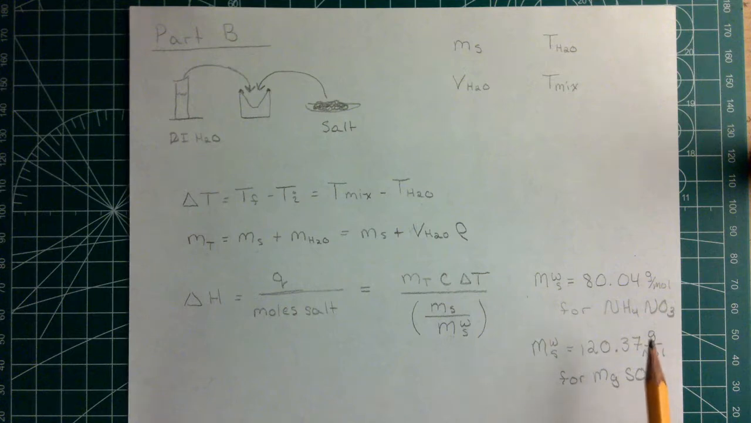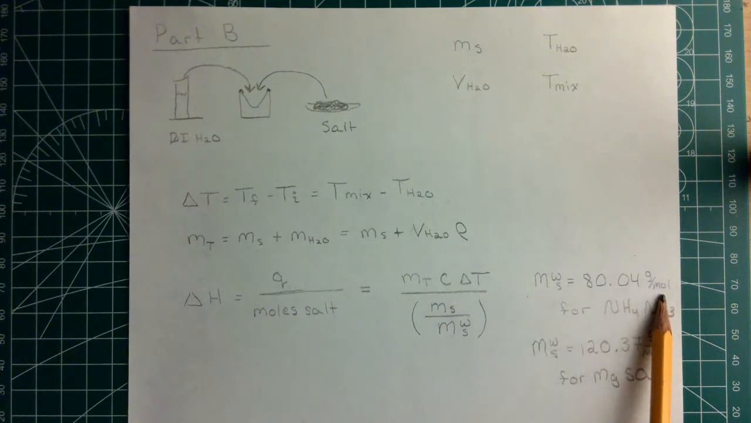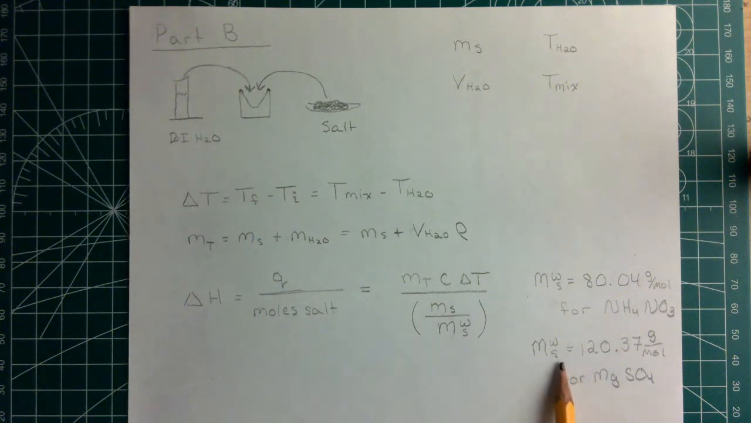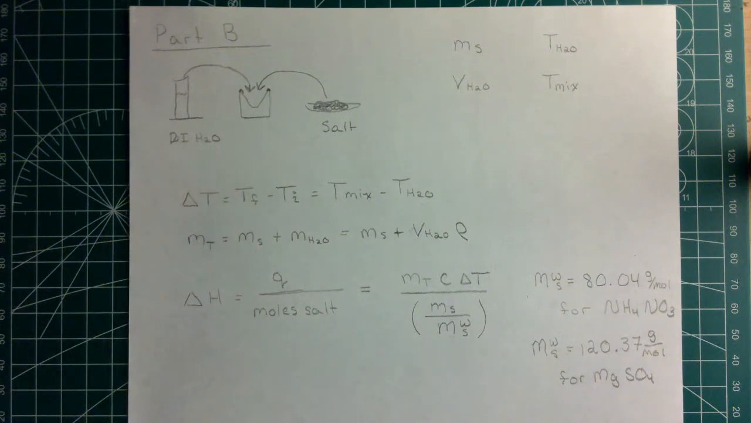There's going to be two different salts that we're going to be using. There will be ammonium nitrate, which has a molecular weight of 80.04 grams per mole. That's going to cause an endothermic reaction that will make the temperature inside of the calorimeter go down. And then we're going to be using magnesium sulfate, which has a molecular weight of 120.37 grams per mole. This will be an exothermic reaction that will cause the temperature inside of the calorimeter to go up.